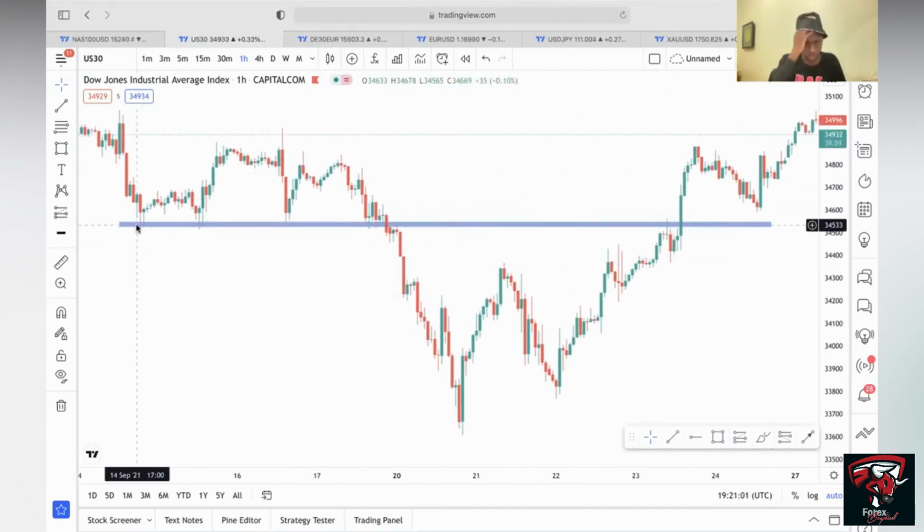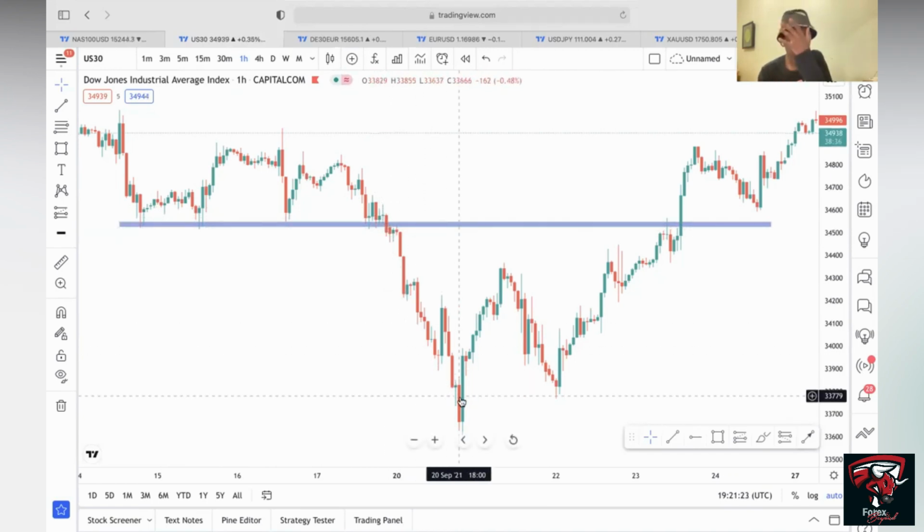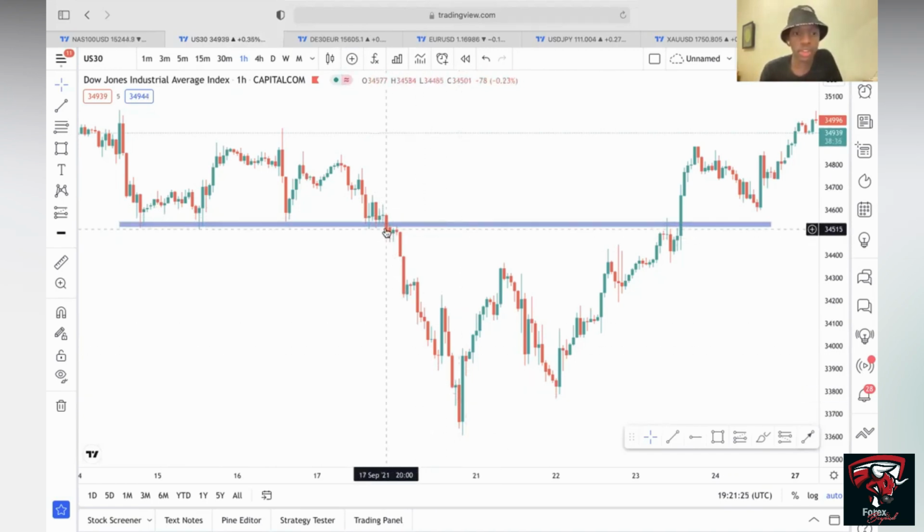As you can see, I drew in a zone on previous supports. You can see first bottom, second bottom, third bottom. This zone was actually pretty powerful, right? The fact that market price was able to break below the zone shows something.